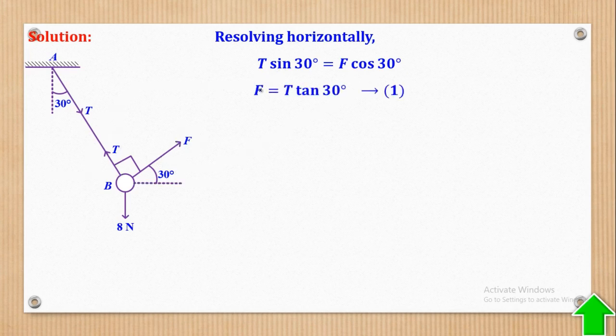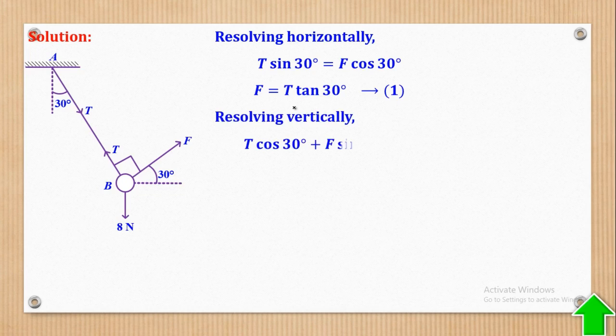So next is to simplify. When I bring this one this side, I realize that sine over cos gives me tan, and that is why F is equal to T tan 30 degrees. Then I will also resolve vertically.